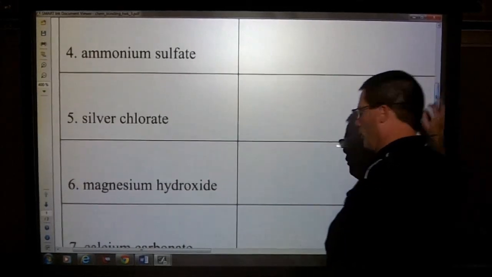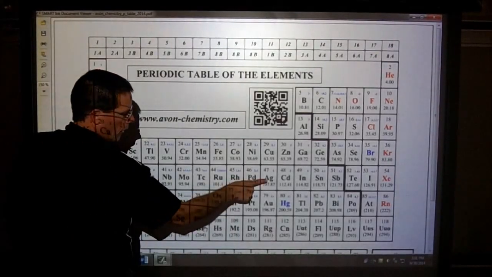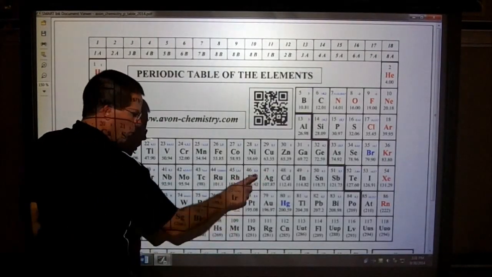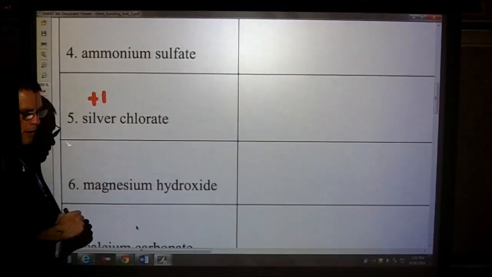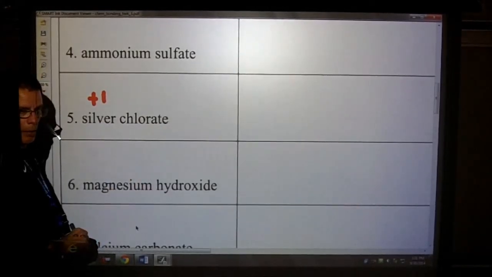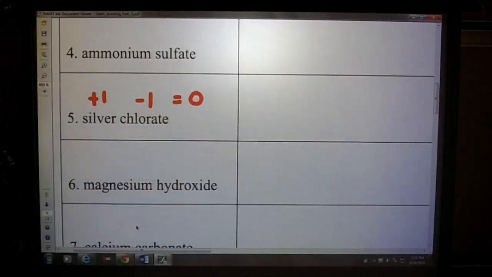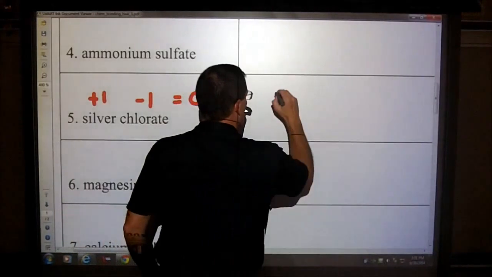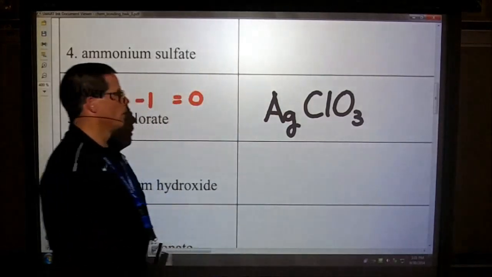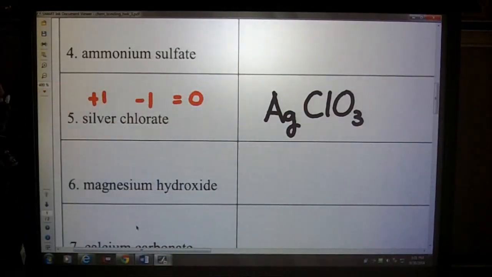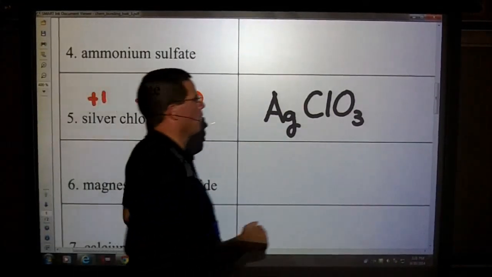Number 5, silver chlorate. Silver is located right here, but it only has a single oxidation number, which is +1. So we want to make sure that we put the +1 charge on there. Chlorate, again, it ends in ATE, so you know you're looking at a polyatomic, and it does have a -1 charge. So we are good. So just write out the formula. So silver is AgClO3. No parentheses anywhere. Do not put parentheses on this formula because we don't need to represent more than 1 ClO3 or chlorate.